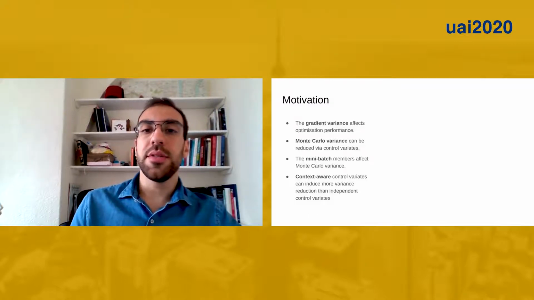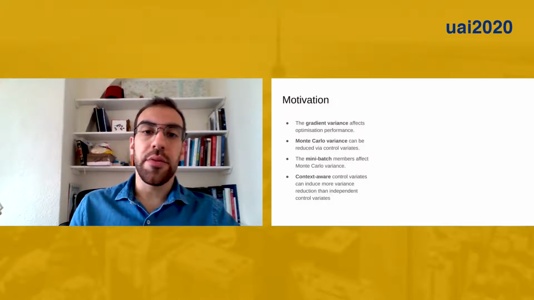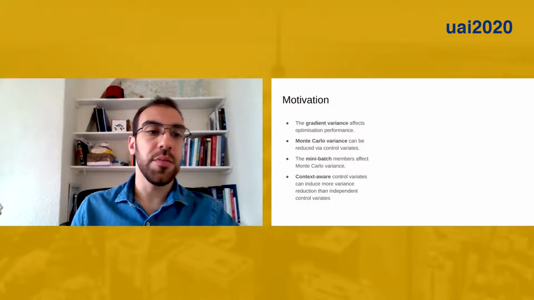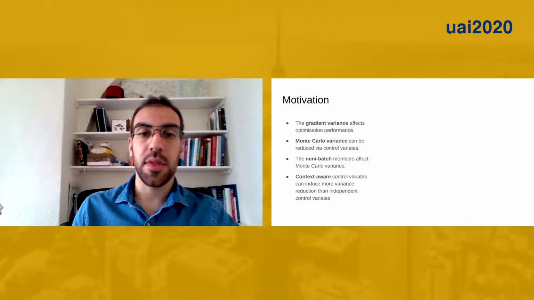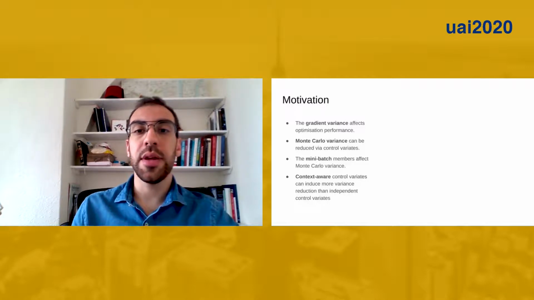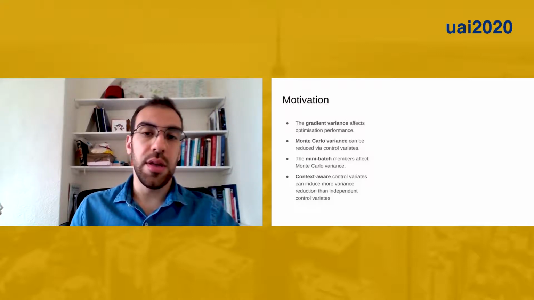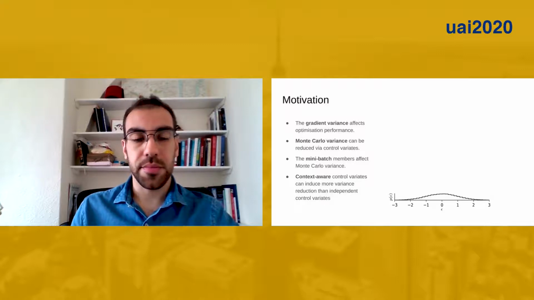By their nature, doubly stochastic objectives induce high gradient variance. This affects the optimization. In this work, we aim at dynamically reducing the Monte Carlo variance throughout the optimization with control variates. Our main observation is that different mini batches produce different distributional behavior in the gradient. This is illustrated with the figure on the right.